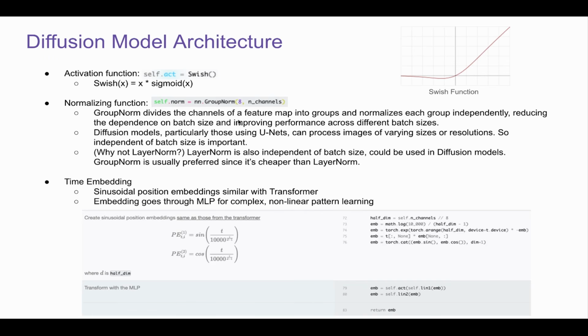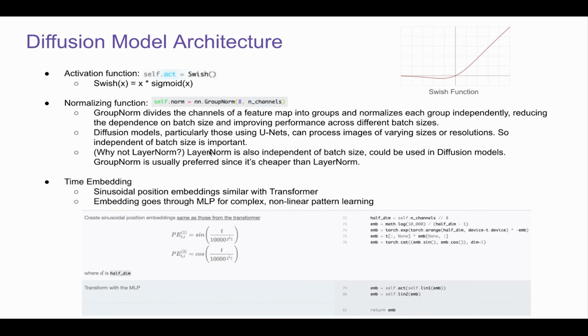It divides the channels of a feature map into groups and then normalizes each group independently, reducing the dependence on batch size and improving performance across different batch sizes. Diffusion models, particularly those using UNets, can process images of varying sizes or resolutions, so independence of batch size is very important. If you remember, the motivation of layer norm is also to handle different batch sizes better.